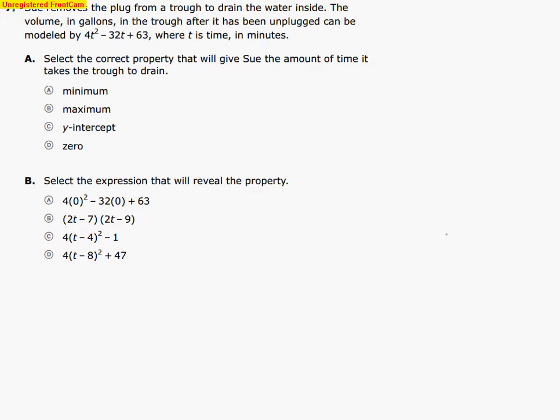We have another word problem here that involves quadratics. Sue removes the plug from a drain on a trough. So the water inside is going to be modeled by this thing. So the volume in gallons is going to equal this equation.